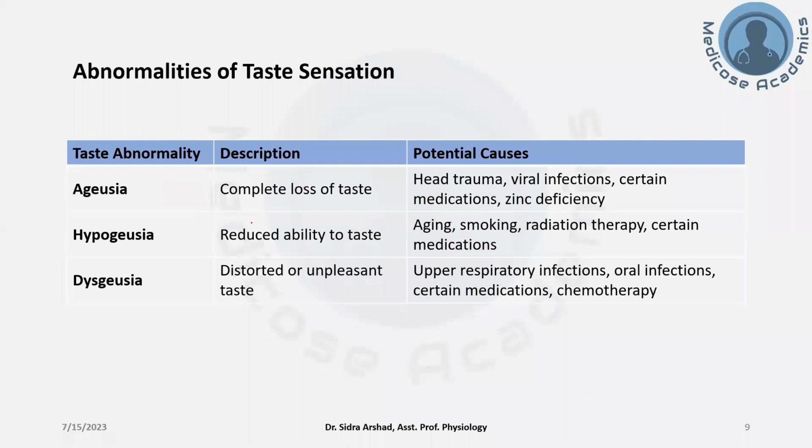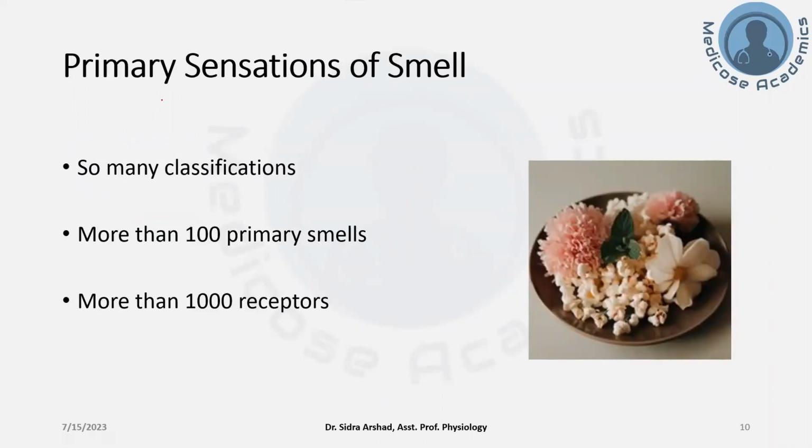Hypoacusia, which is the reduced ability to taste, may be found with aging, smoking, radiation therapy, and certain medications. Dysgeusia, which is the distorted or unpleasant taste, where normally tasting substances are now tasting unpleasant, is found in upper respiratory infections, oral infections, with certain medications, and in those who are receiving chemotherapy. We have concluded our discussion on the taste sense.